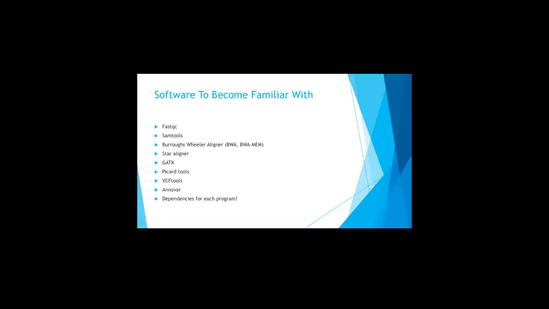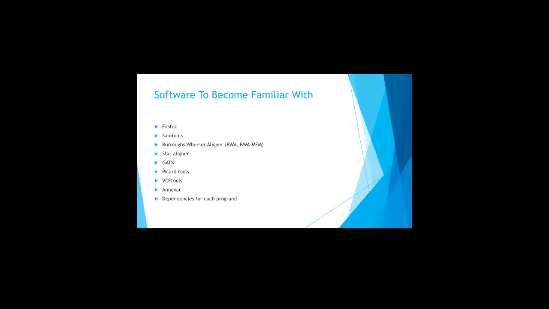ANNOVAR annotates these variants for you. Very good program. It's very, very critical for being able to identify what is the function. What if it's detrimental to what you're doing? What if it's a disease state? What if it's not? You need to understand what happens.